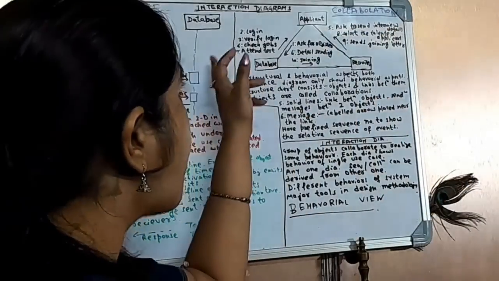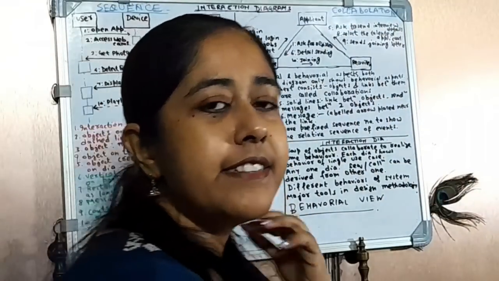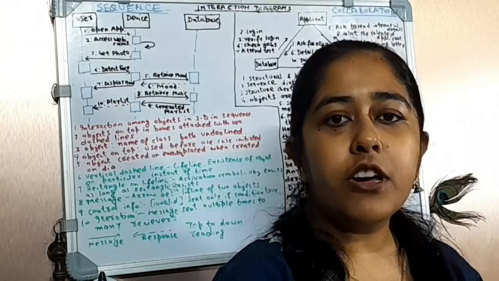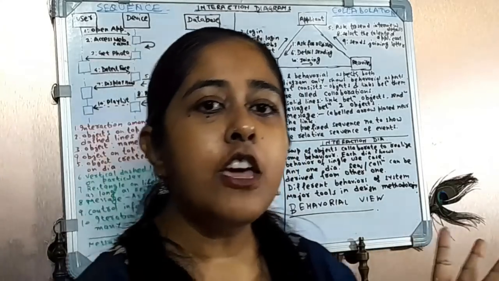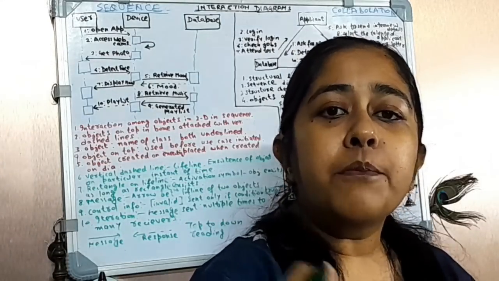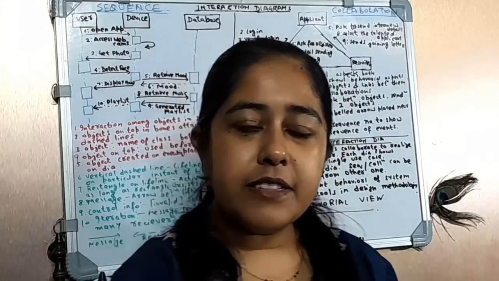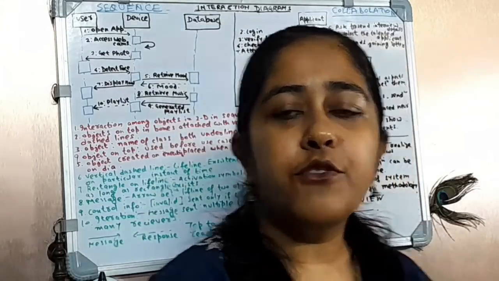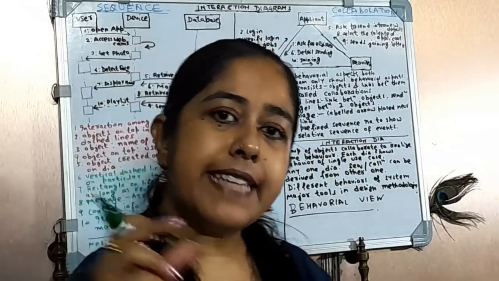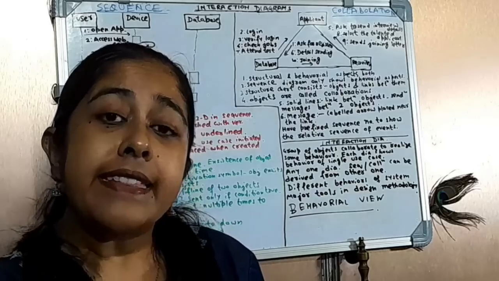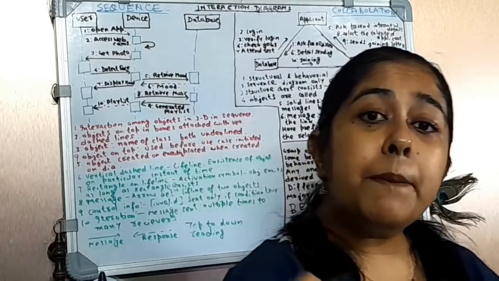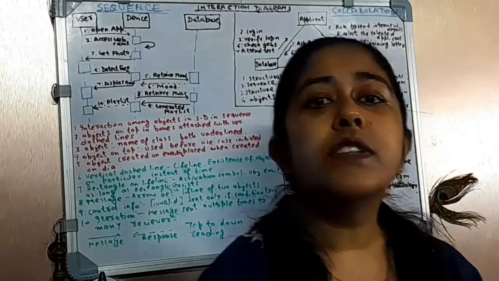So here we are talking about the interaction diagrams. In interaction diagrams, we will be talking about two kinds of diagrams. One is the sequence diagram and one is the collaboration diagram. So before that, let us see what the behavioral view is. Behavioral view is that portion of UML, that is our Unified Modeling Language, which will show you the particular behavior of the whole system.